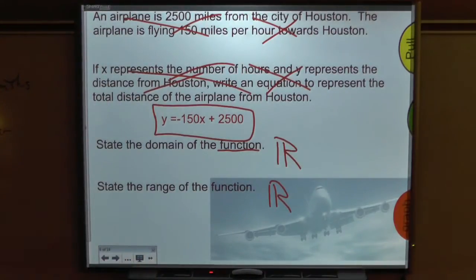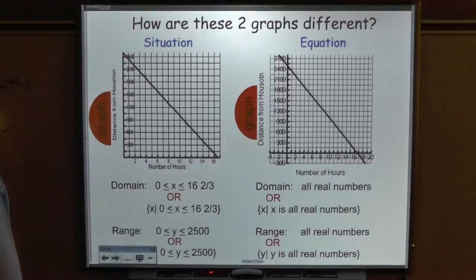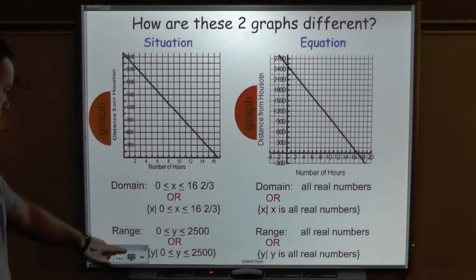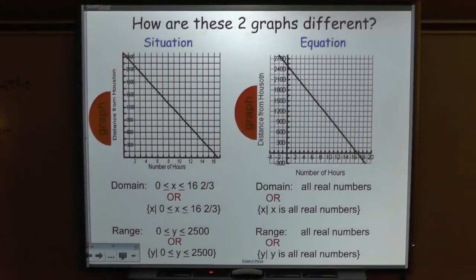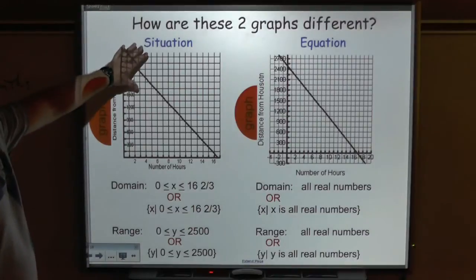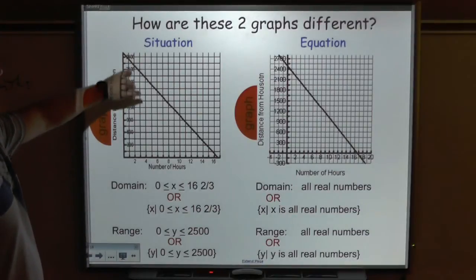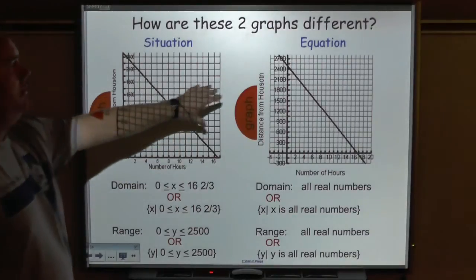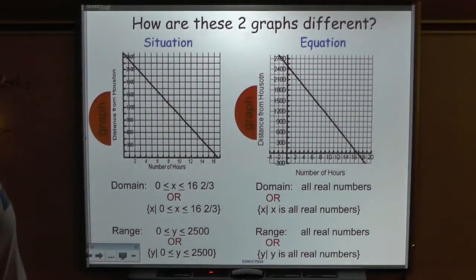We've talked about this, all real numbers, before, and that's the symbol we use to describe that. Now, what I want to show you is, after you've written all that down, I want you to take a look at this. So, put your pencil down and just look. When we look at these, we have two different things here. The situation. Here's the graph. The equation, the function. There's a graph.